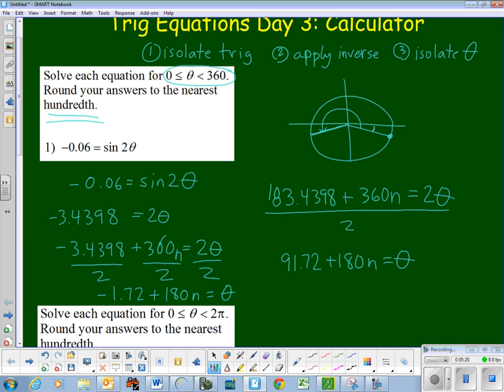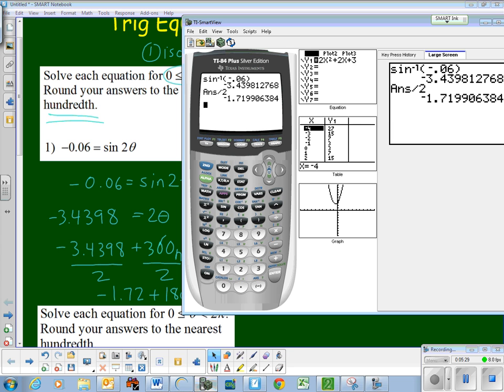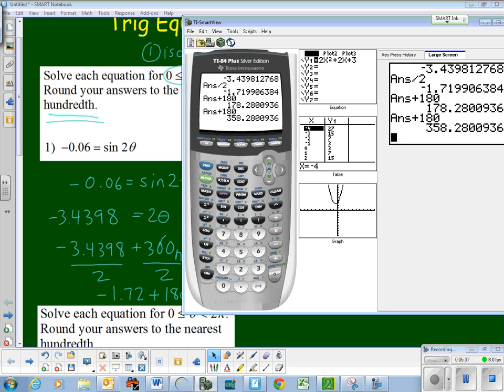I need to go ahead and add 180 to that one time. Maybe more than that in the long run, but if I add 180 to that one time, I'm going to get, let me just make sure here, negative 1.72. If I add 180, my first answer should be 178.28. And I can actually add 180 again and still be within my guidelines. So there's my first two answers, 178.28 and 358.28.